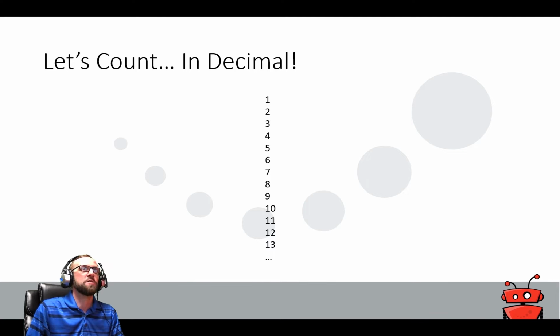Now, when we go from 9 to 10, an interesting thing happens. We overflow from a single digit into a double digit. So once we exceed 9, we basically reset that ones place back to 0, and we carry over a 1 into the next decimal place. Now, in 1 through 9 here, we just have a single digit, right? And then 10 through 13, we have 2 digits.